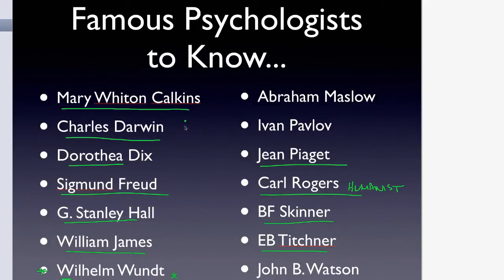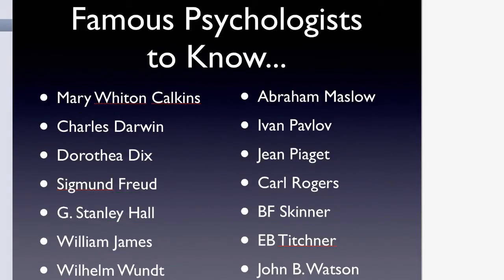Calkins and Dorothy Dix are two of the only women on this list, and they're pretty important. They've shown up on the AP exam a time or two. So know these names, know a little bit about them, know what field of psychology they're from, and there's not going to be a ton of questions about this on the test. However, the sooner you get these people down, the easier your connections are going to be as we see these people later on in the course.